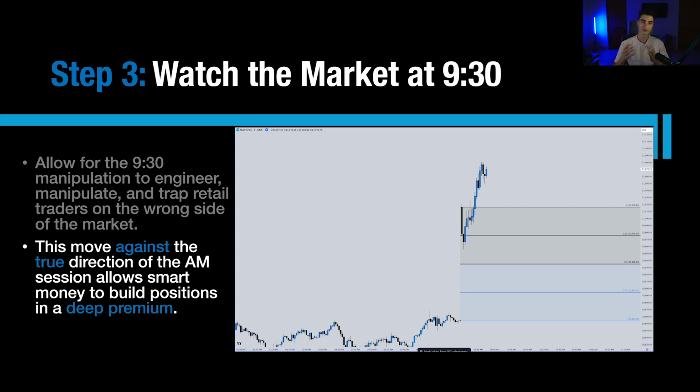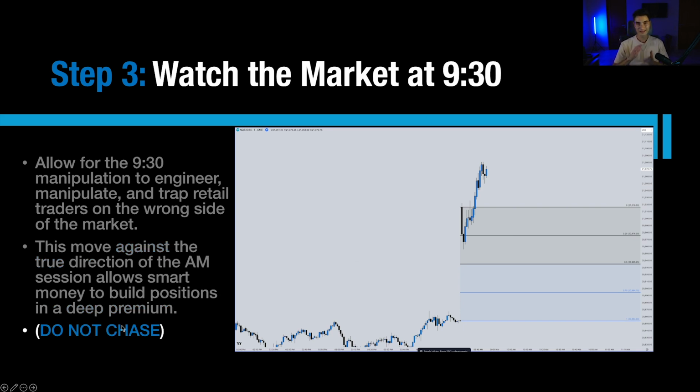Because again, for the few to make money, the majority have to be on the wrong side of the market, which is why at 9:30, we usually get a run against the true move. So this is not only how you avoid the manipulation, but you can anticipate it and trade in line with it.